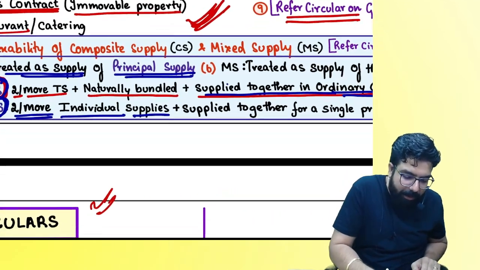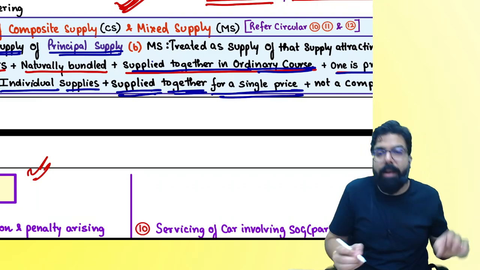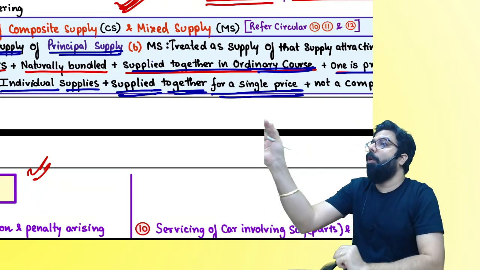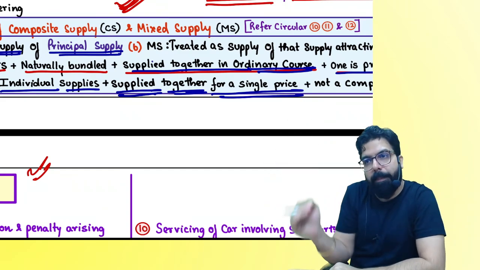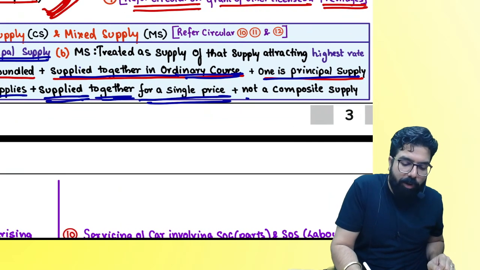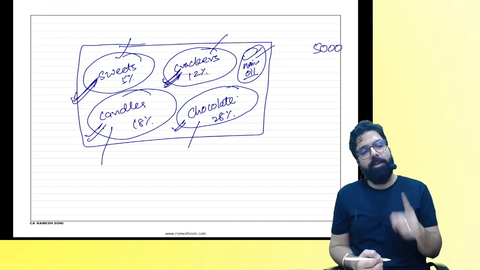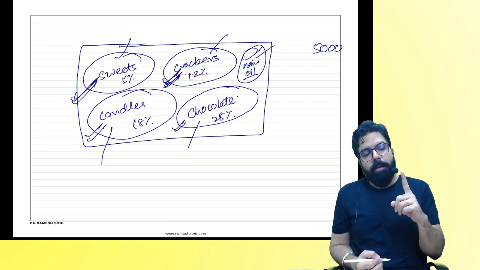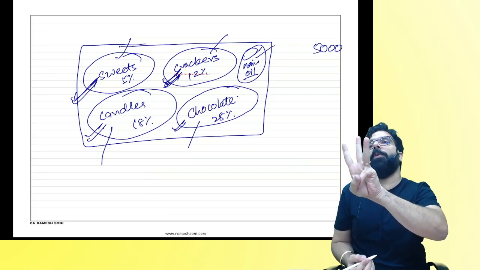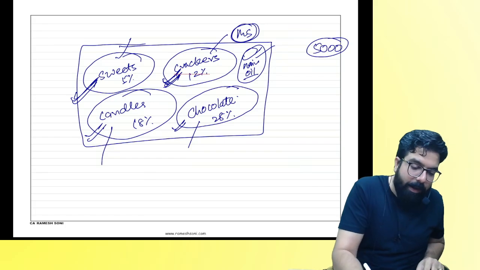But what did the shopkeeper do? He supplied them together for a single price. He joined them all and told me, I'll give for one price. Actually, these were all separate items for separate prices. He joined them and is giving for a single price. Is this mixed supply? Are they two or more individual supplies, supplied together for a single price? It is not composite. Then what is it, everyone? It is mixed supply. Then what rate of GST?